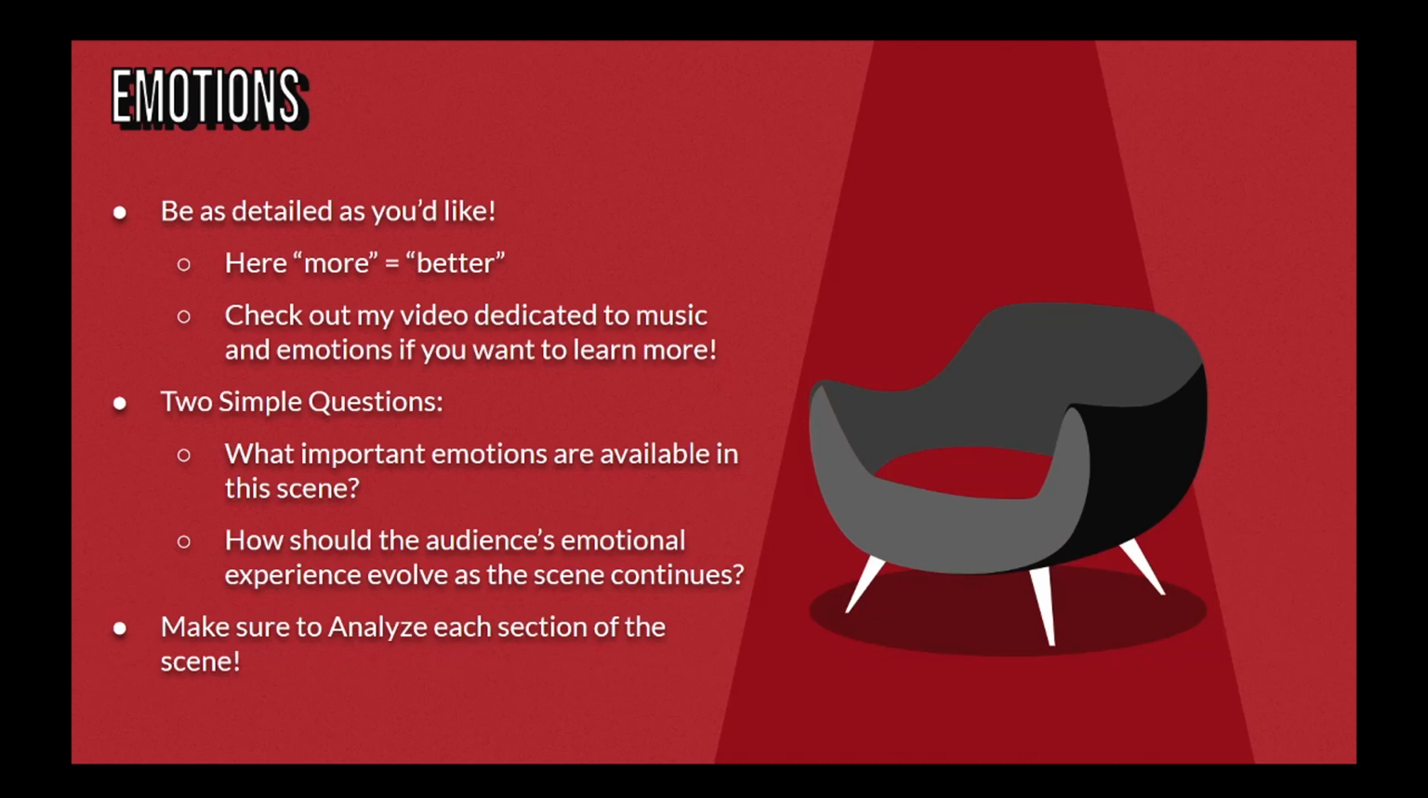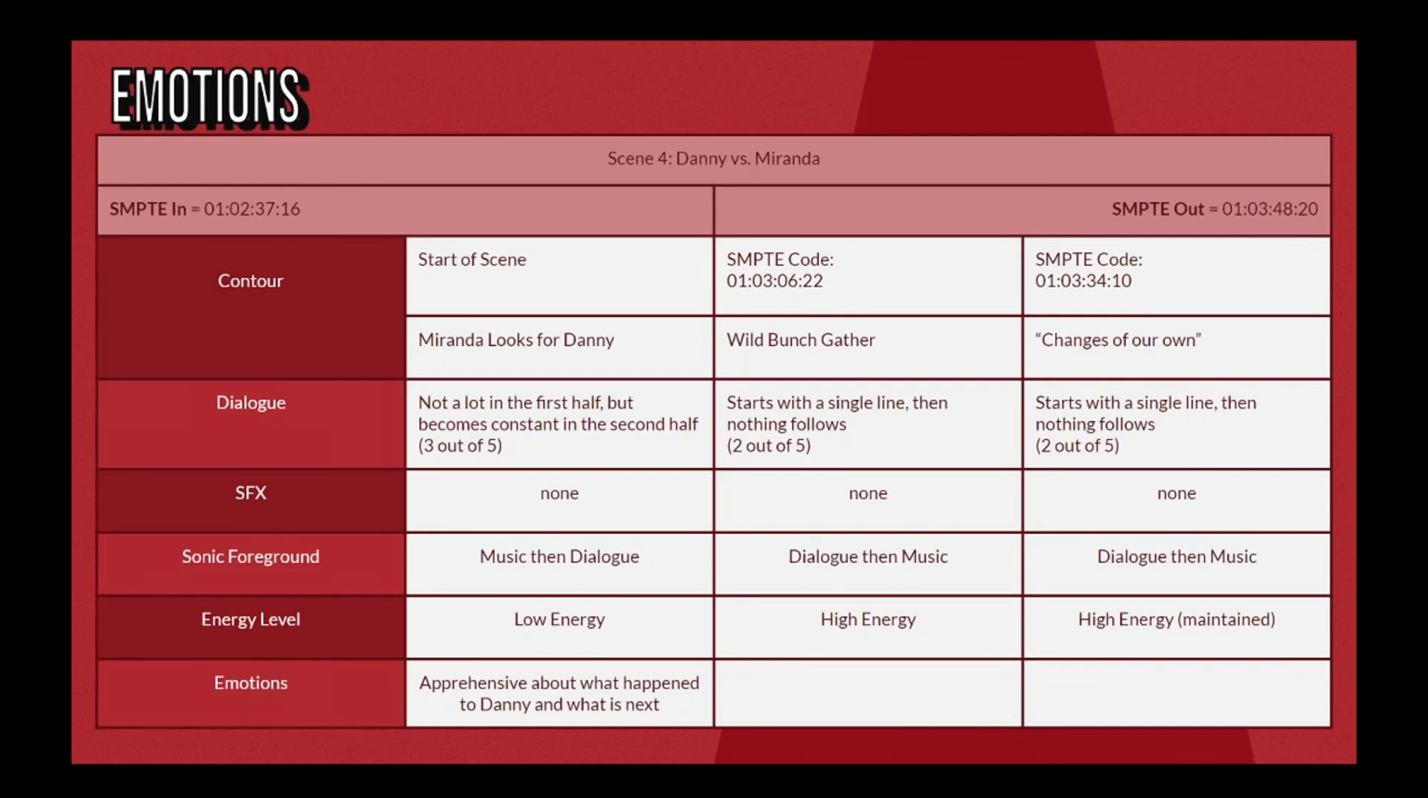Section 1 is a bit apprehensive. We don't know what happened to Danny yet, or what Miranda is about to find. Section 2 rewards that apprehension with full-on horror as the Wild Bunch turn on their creator. Section 3 continues that horror setting before ending with a blackout. So, all in all, this scene should see the audience's emotions develop from apprehensive curiosity to horror.